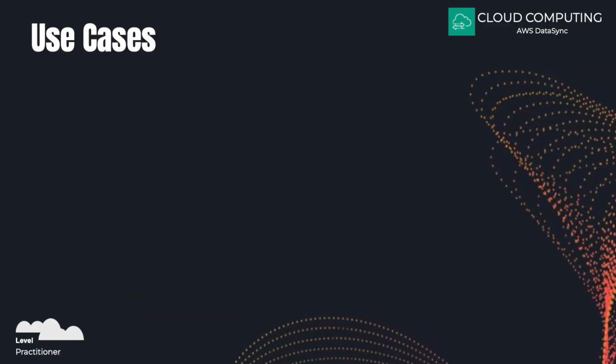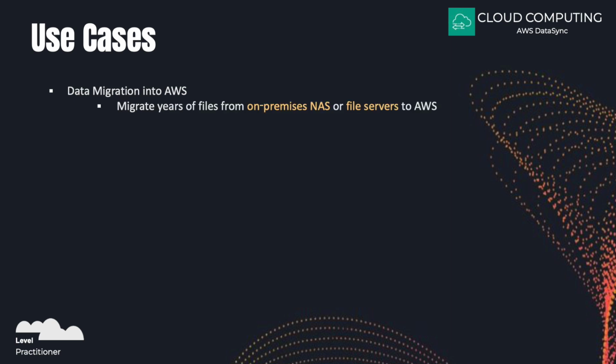Now let's look at some of the common use cases. You might have years of files stored on your on-premises NAS or file server, and you've decided to move that workload into AWS. Well, DataSync can continuously scan your source storage, copy the data to S3 or EFS or FSx, and keep things in sync until you're ready to cut over your applications to the cloud.